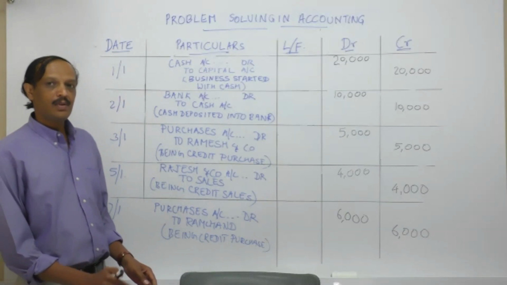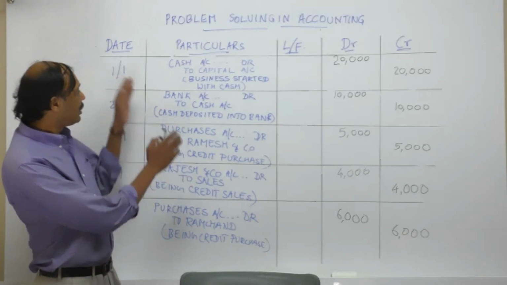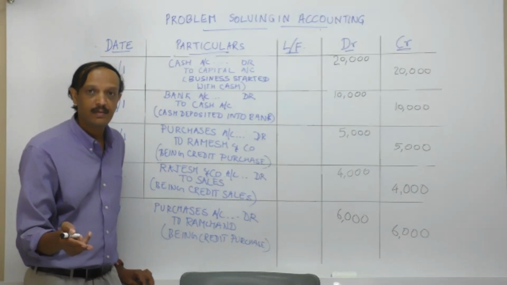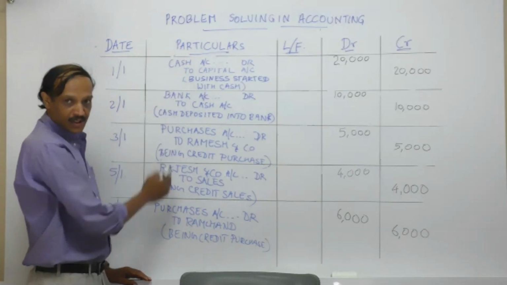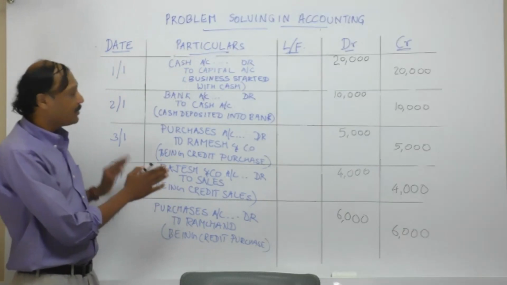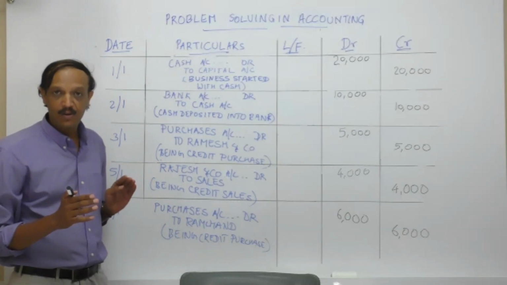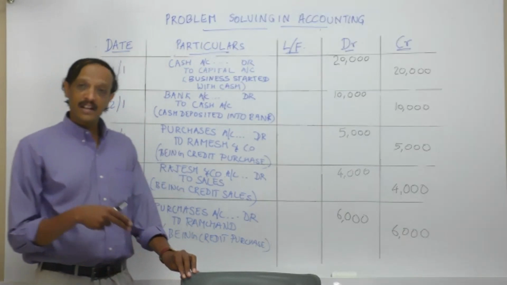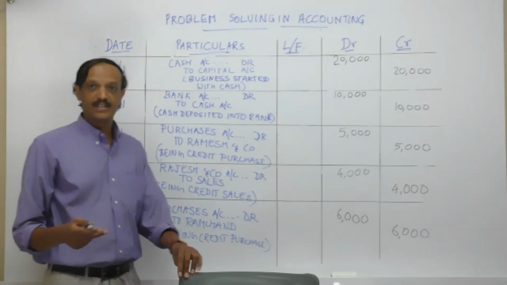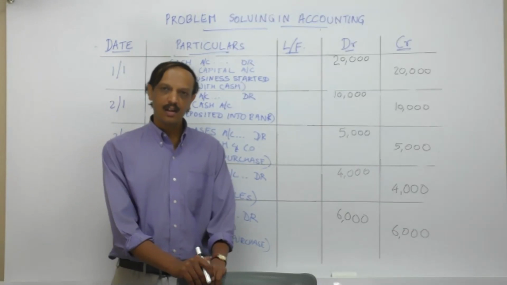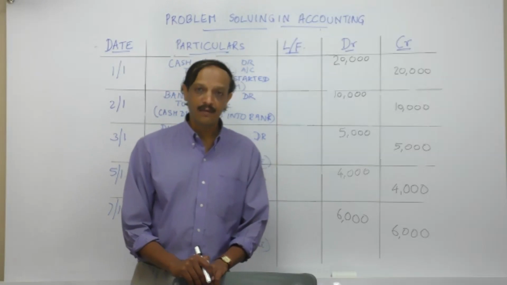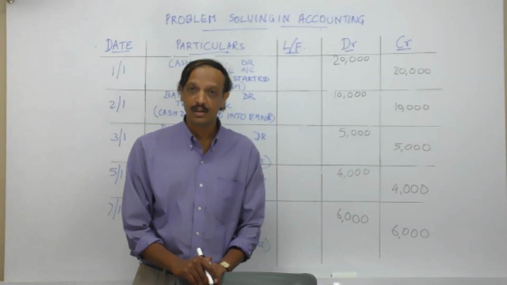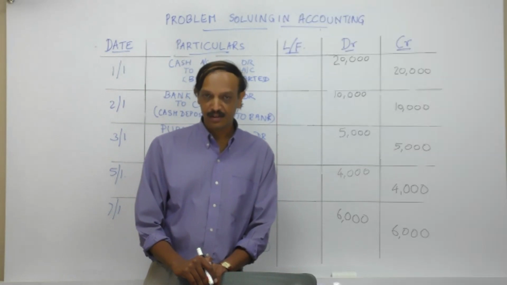So this is how you pass the journal entries based on the accounts that are involved. You apply the rules that were explained and you post them in the journal. This is the first step. From this, you post them into the ledger account. The ledger account is called the book of final entry. Now let us see how that goes in the next session. In the next problem, we'll see how you post these journal transactions into the respective ledger accounts. This will end this session. Thank you for watching.